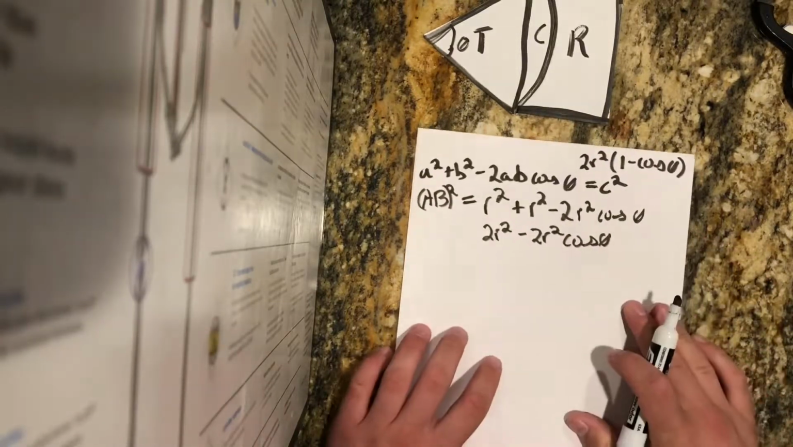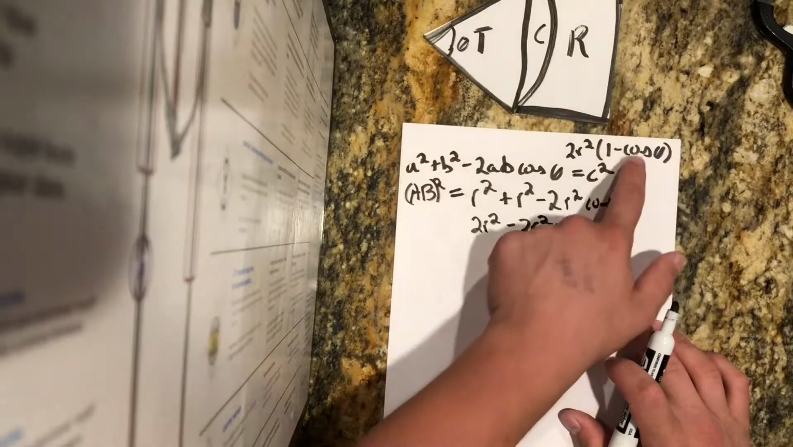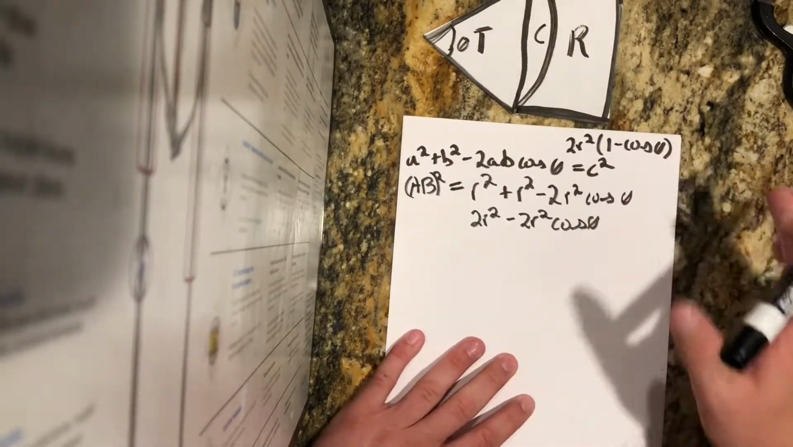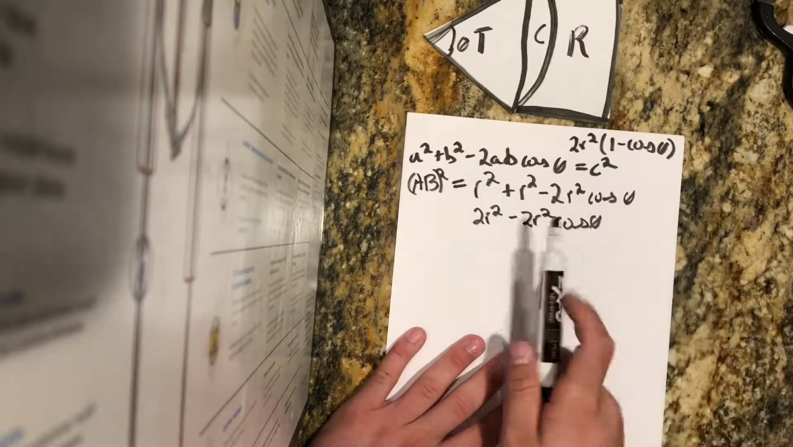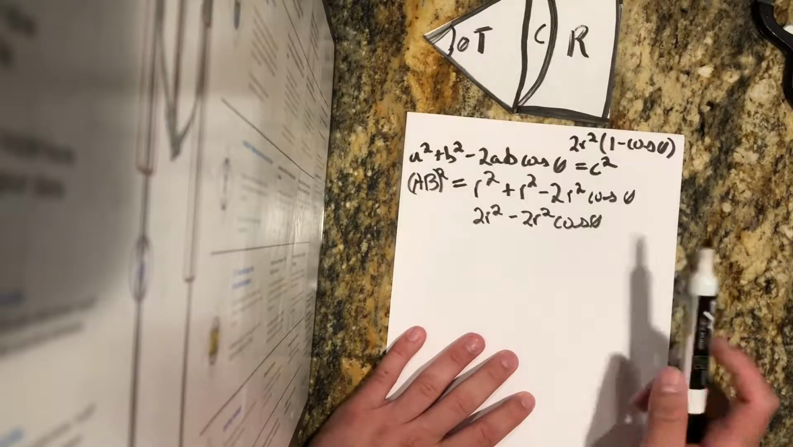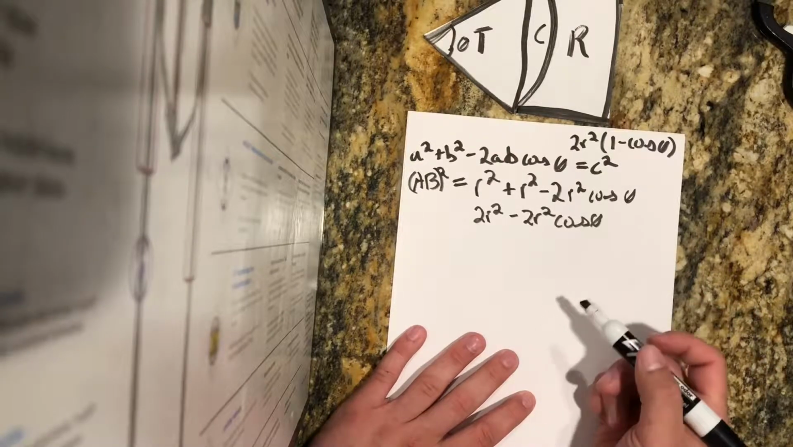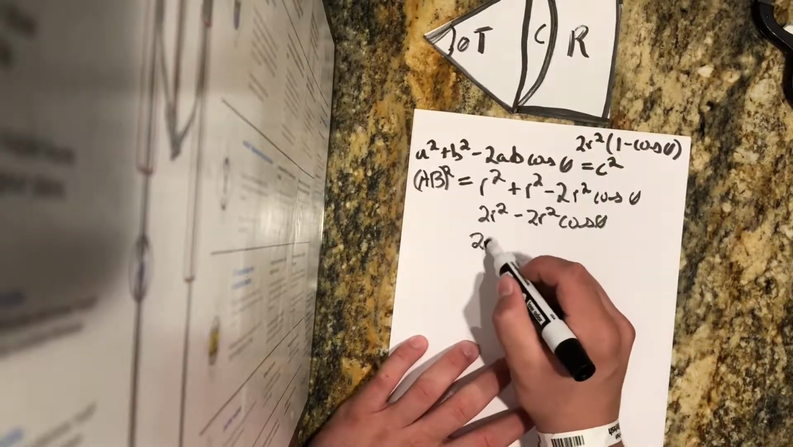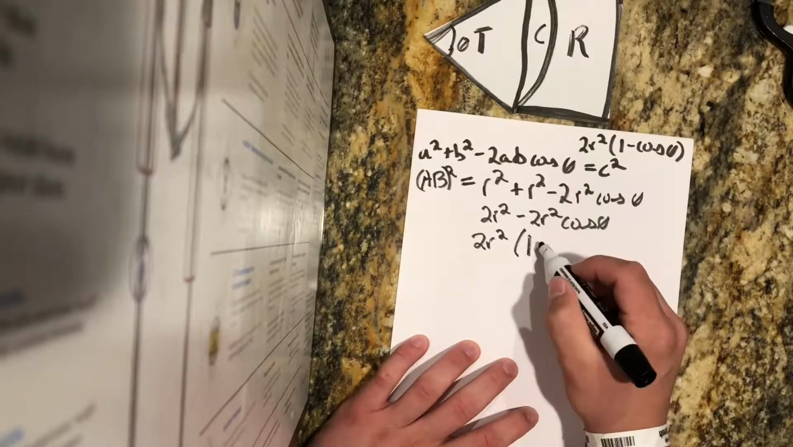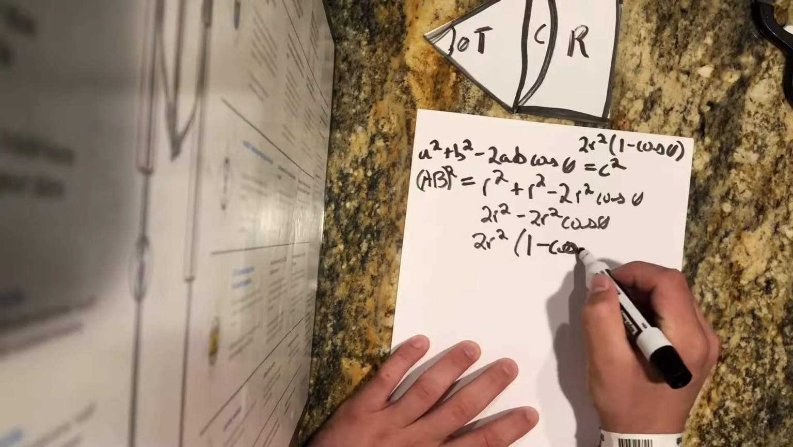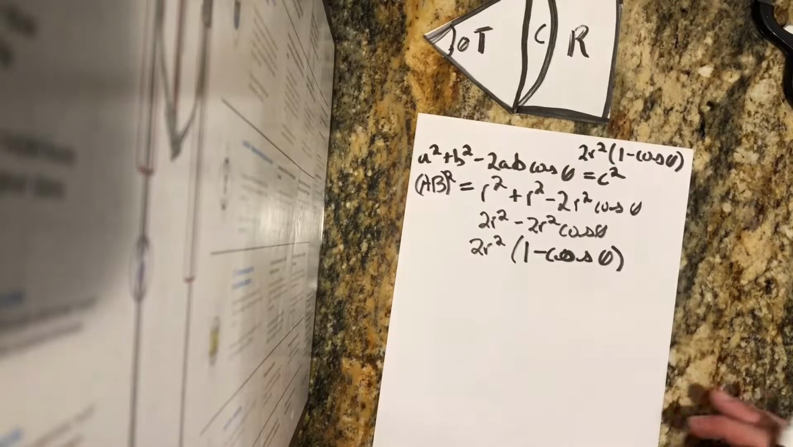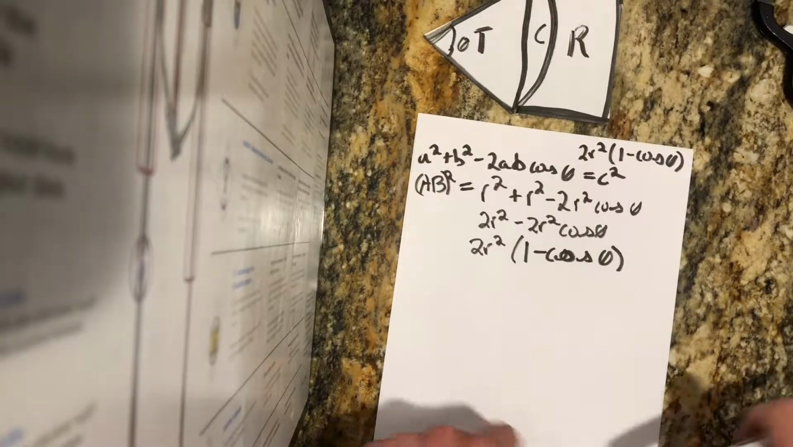Now we're really close here, aren't we? We see that we're pretty close to the answer that the document has given us. So let's just think about what we could do here. 2r squared minus 2r squared cosine theta. It looks like we can probably factor out a 2r squared, doesn't it? So let's try it. 2r squared times 1 minus cosine theta. Wow, we just proved that the area of the square is equal to 2r squared times 1 minus cosine theta.